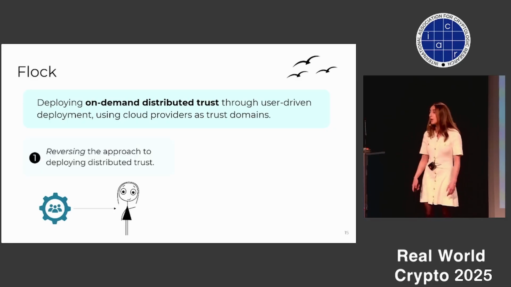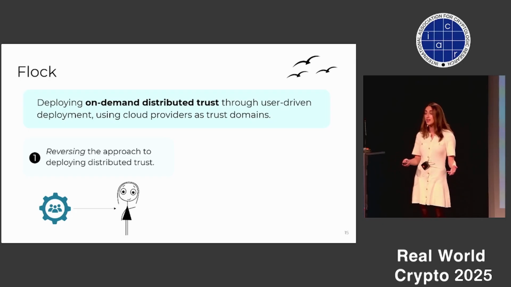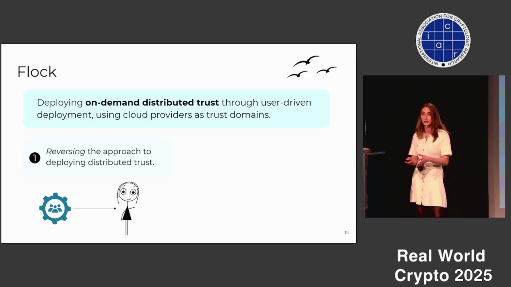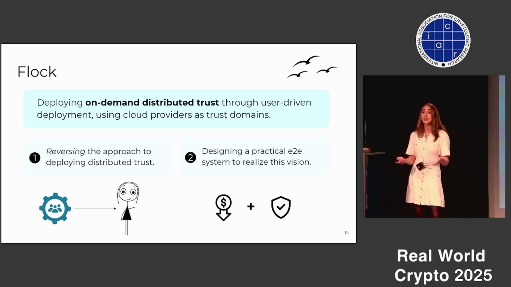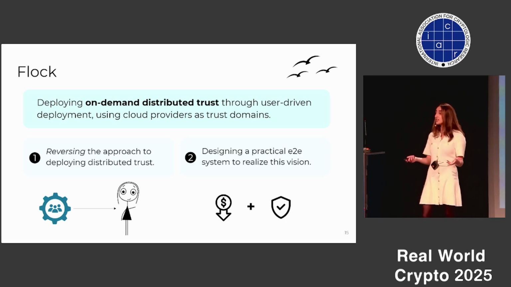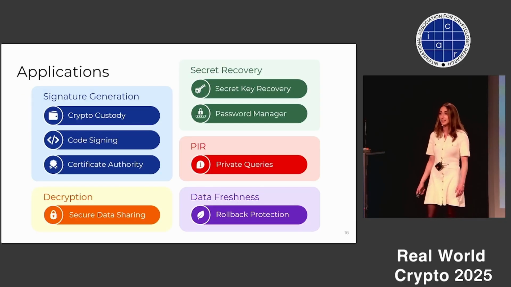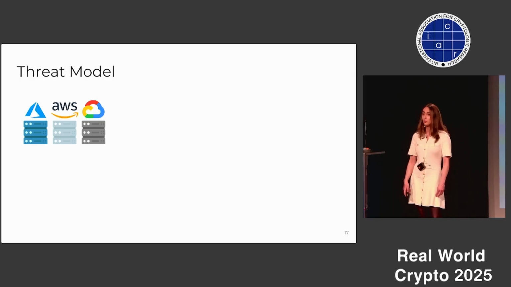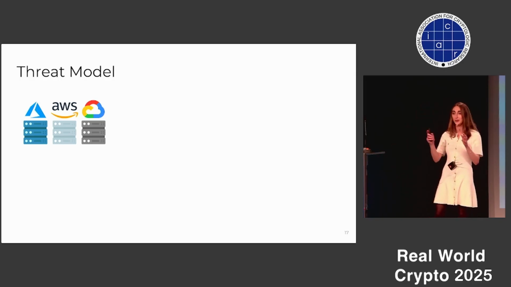So first, we'll discuss how we reverse the approach to deploying distributed trust by taking the onus from the application provider and leveraging the user at the core of the deployment. And second, we'll show how we design a practical end-to-end system to realize this vision in a way that's both cost-efficient and secure. We also port 8 different distributed trust applications spanning 5 core cryptographic modules in our work, and you can learn more about these in our paper. So before we dive in, we'll discuss who we can trust and who we can't.